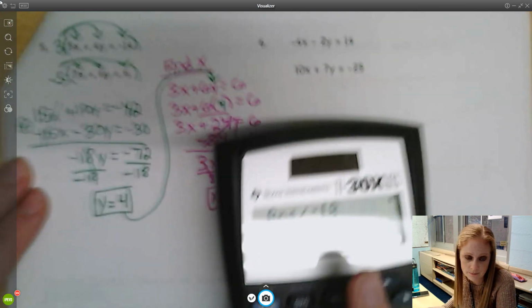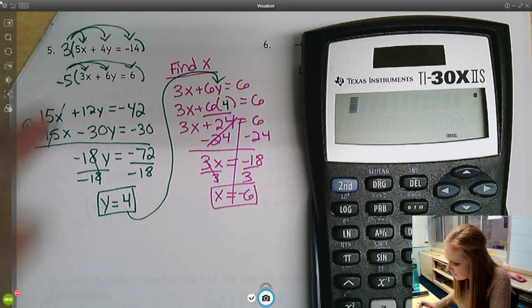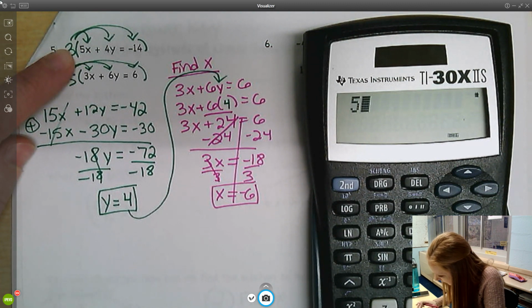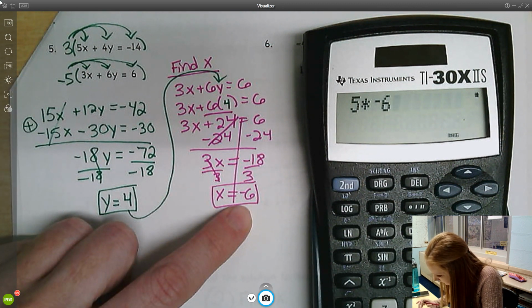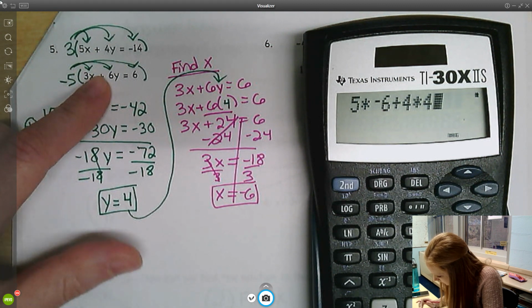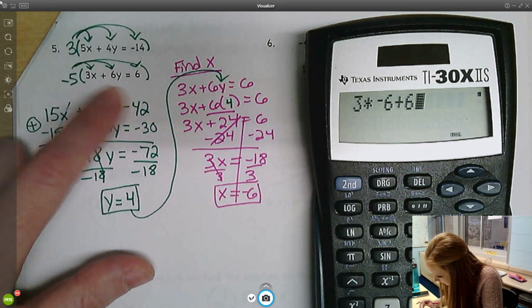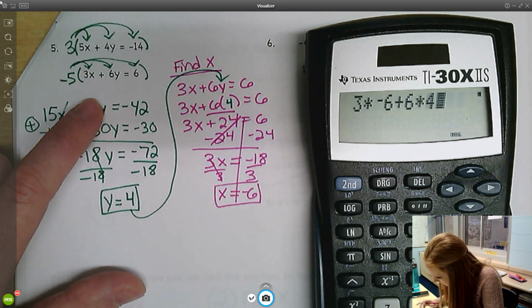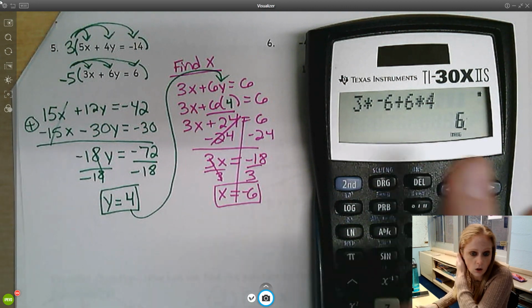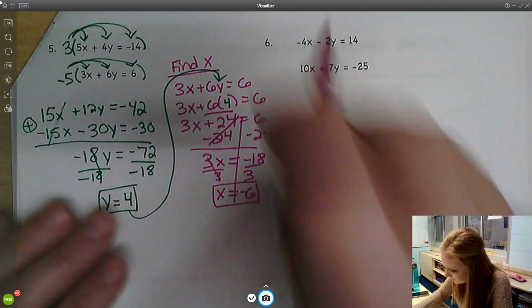And let's check. 5 times x, so 5 times negative 6, plus 4 times y, so plus 4 times 4, should equal negative 14, and it does. 3 times x, so 3 times negative 6, plus 6y, so 6 times 4, should equal 6, and it does. Awesome. Okay, cool. Number 6, and then the challenge.